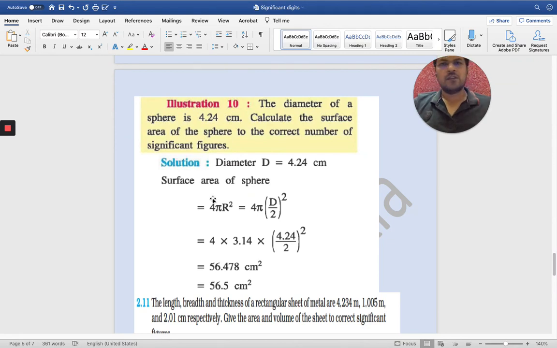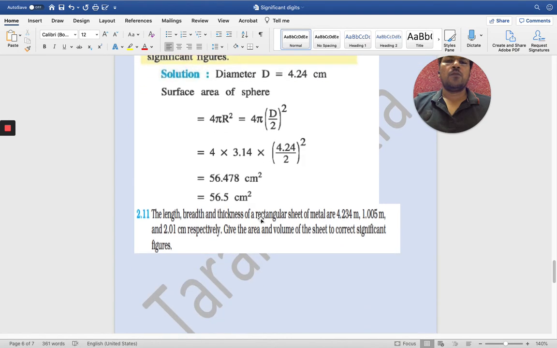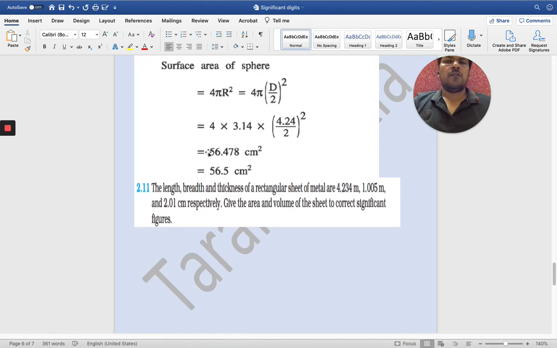So you are aware that the surface area of the sphere is 4 pi r square. So 4 pi r square is the area. Here I have 4.24, only 3 digits, so I have to round it off up to 3 digits. I have 56.478. After 4 I have 7, which is more than 5, so I have to add 1 to the 4. So my answer would be 56.5 centimeters square.